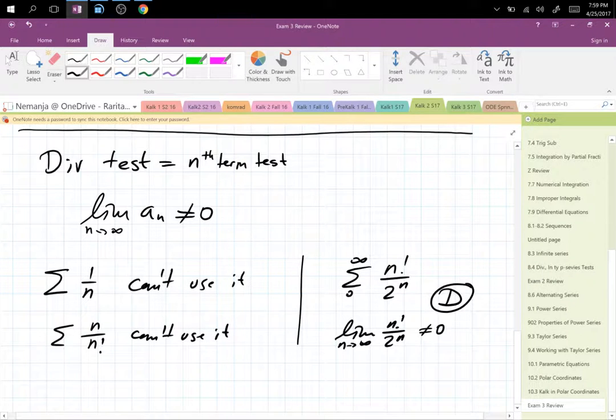Look at your sheet right now that I gave you. The convergence box is empty. You cannot show convergence using the divergence test. Remember, no one is fat because it's skinny.